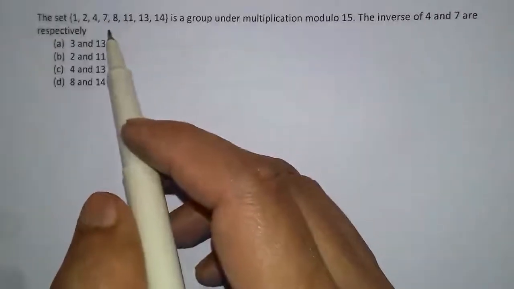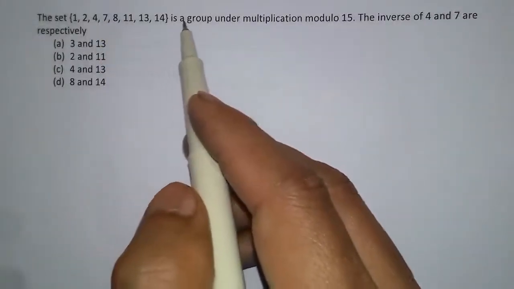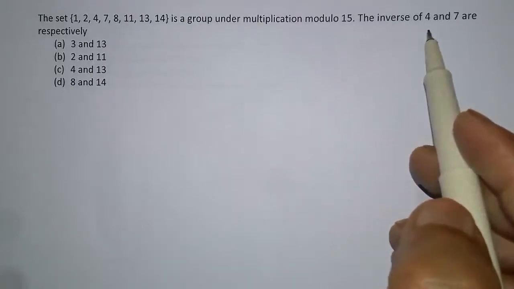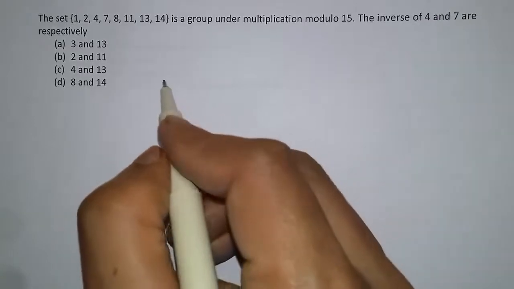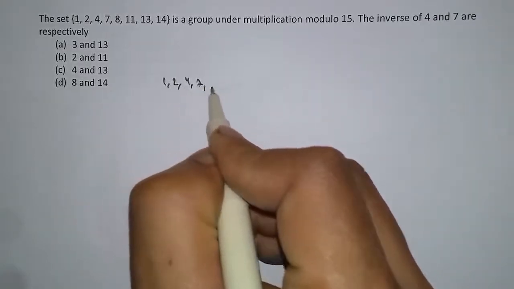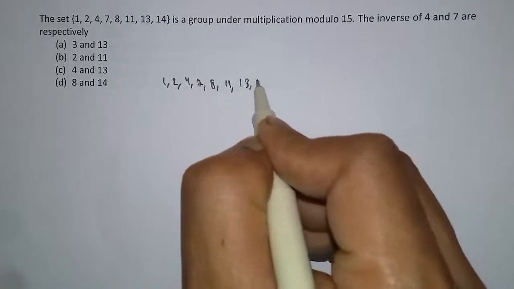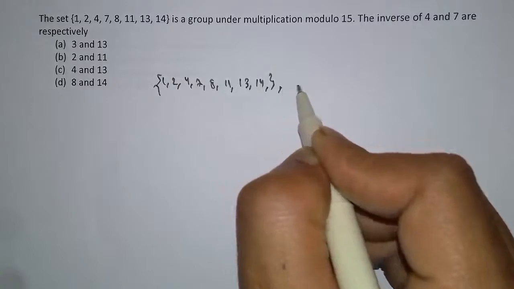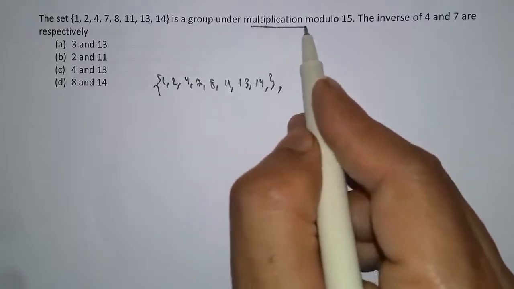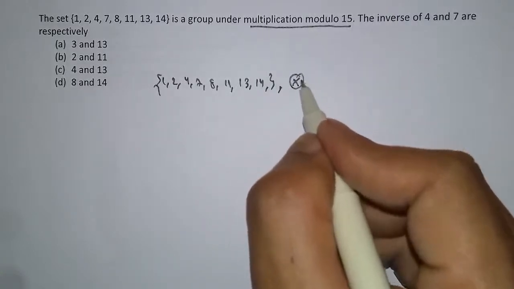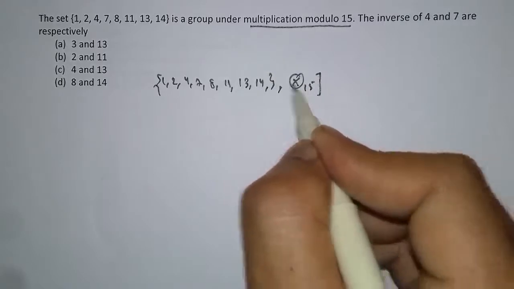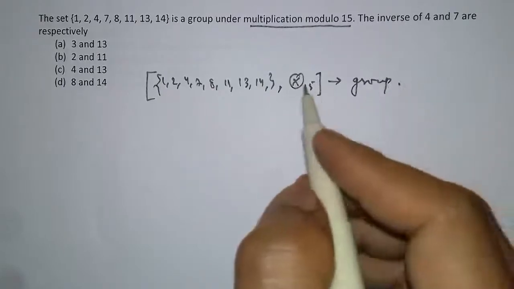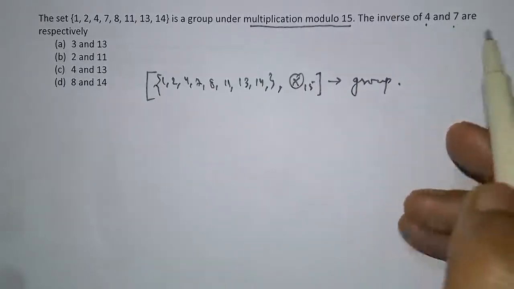The set {1, 2, 4, 7, 8, 11, 13, 14} is a group under multiplication modulo 15. Then what are the inverses of 4 and 7? This is a set together with the operation multiplication modulo 15. It is a group. Then what is the inverse of 4 and 7?